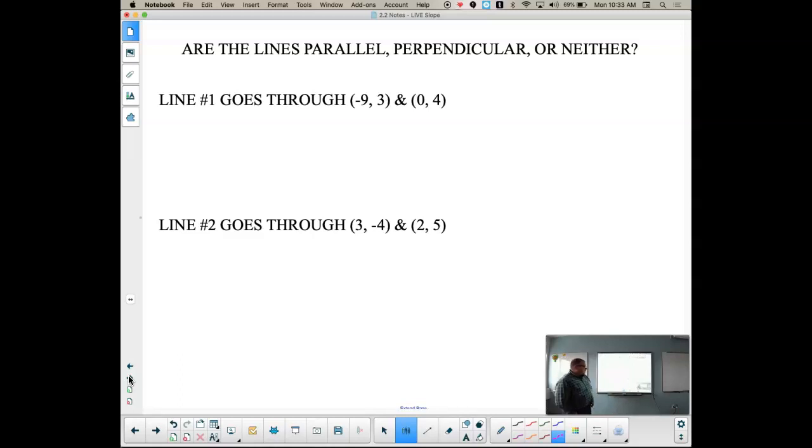Same type of question, except this time I would like you to try it. Okay? Give me a parallel, perpendicular, or neither, and I will go through it here in a couple of minutes.